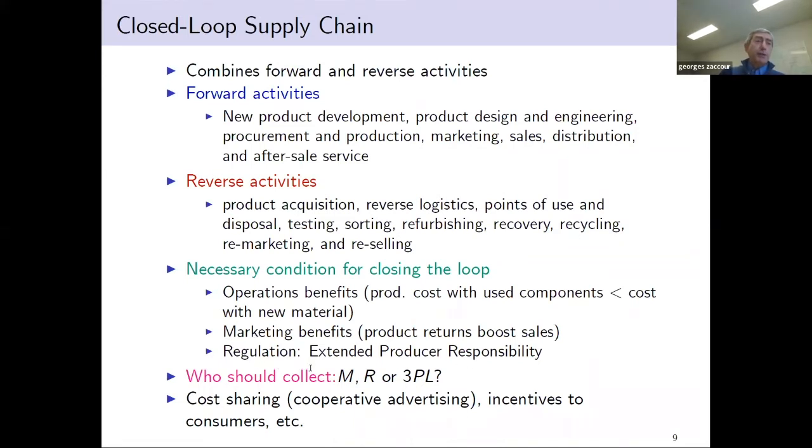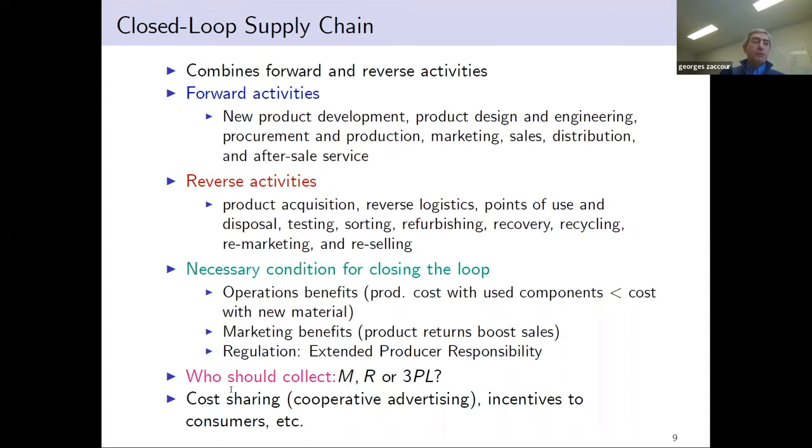Otherwise, the regulation may impose such reverse activities, collecting back used product. One topic that is hot nowadays is what we call extended producer responsibility. So the responsibility of the manufacturer does not stop by selling. They need to collect some used products.